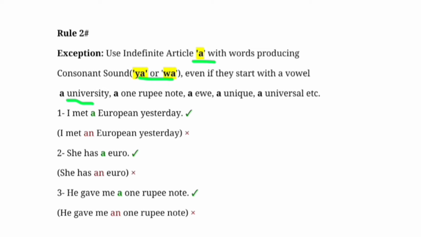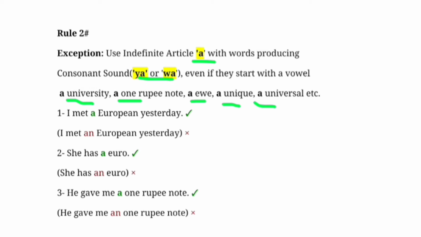In the same way, one starts with w sound. The first sound of the word is not a vowel sound. We don't say an one, we say a one. And ewe, it produces a y sound and it means female sheep. Unique with y and universal with y, and so on.